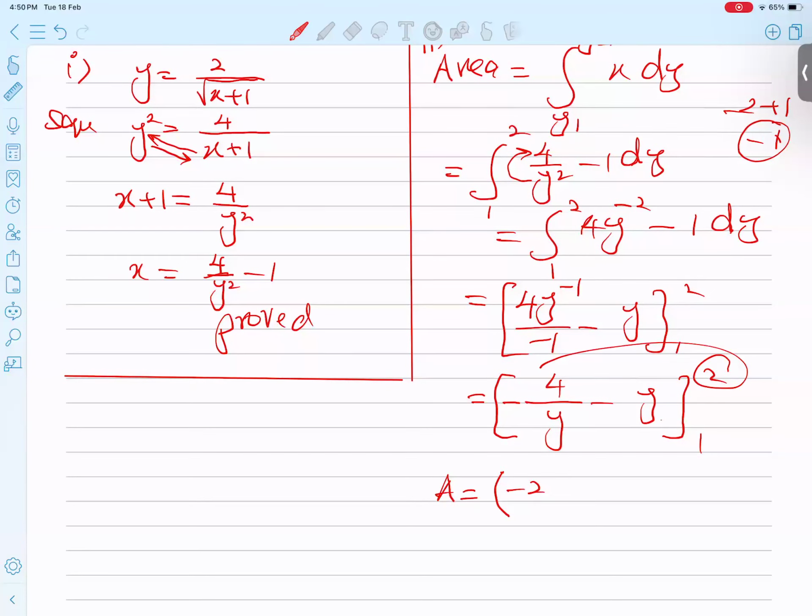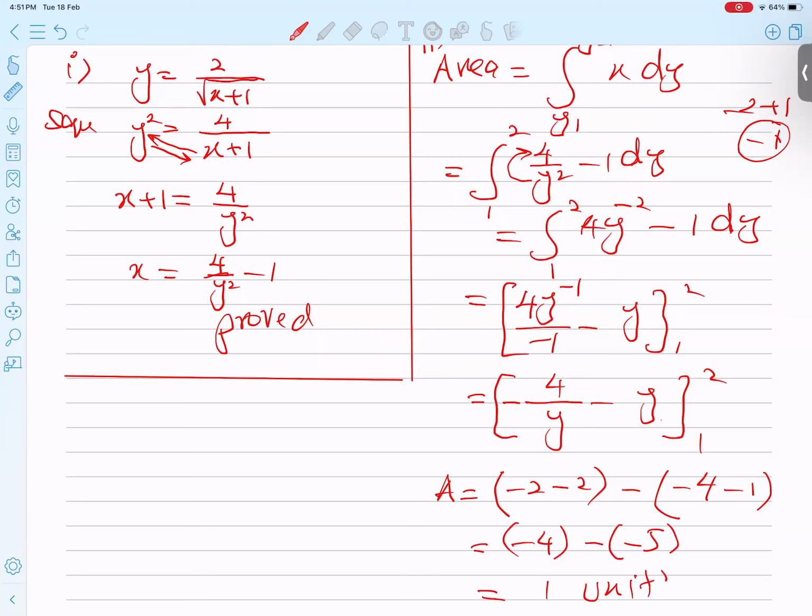And I plug in 2 here. I got this answer. Plug in 2 here, I get this answer. Upper limit done. Now plug in 1 in both places. Negative 4 over 1 is a 4 and negative 1, and I get negative 4. And this is a negative 5. And finally, I get 1 unit square as the area.